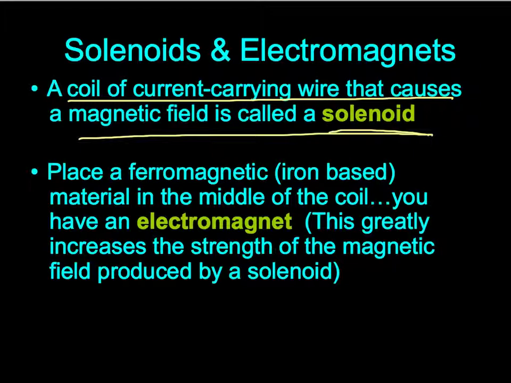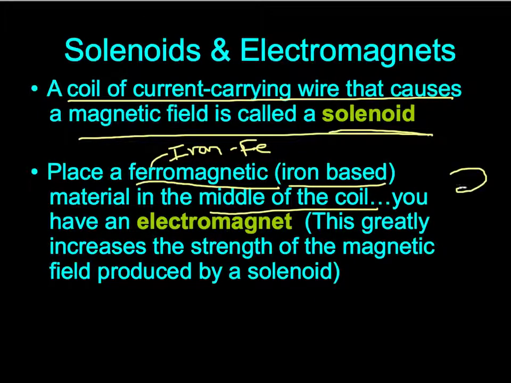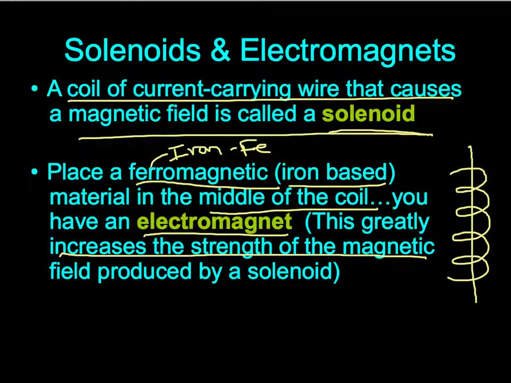If you place an iron-based magnet, ferro means iron. Remember, that's where we get the symbol Fe for iron on the periodic table. So if we place a ferromagnet, which is an iron-based magnet, in the middle of that coil of wires, so here's our coil of wires, and if we place our magnet in the middle, this is what we call an electromagnet, and it increases the strength of the magnetic field produced by the solenoid.